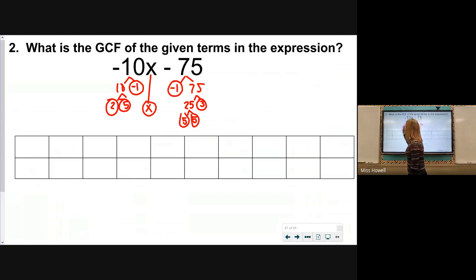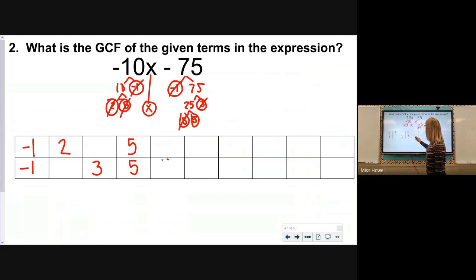Our first number for both of these is a negative 1. Done. Our next lowest number is a 2, but it only goes on the top. This top is this negative 10x. This bottom one has to stay blank. Don't put something random in there. Our next lowest number is a 3, but it only goes on the bottom, which means this top block stays blank. Quit putting stuff in there. From there, we have a 5 on top, a 5 on the bottom for this one and this one. But then there's another 5 for the bottom, which means the top one's staying blank. From there, we have an X, but it's just on the top.